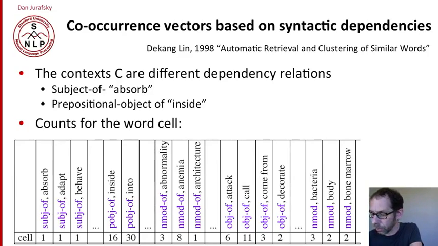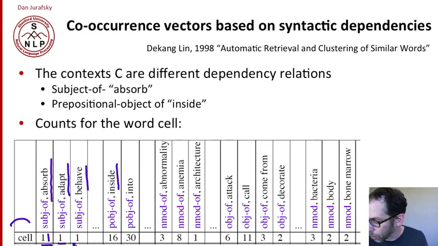So here's an example from Dekang Lin. We have the word sell, and we say, how often was this the subject of the verb absorb? Well, once. How often was it the subject of the verb adapt? How about the subject of the verb behave? How about the prepositional object of the verb inside? So we can get our counts for each of these contexts. And now our vector is determined not by counts of words that occur within 10 words of me, but counts of times I occur in a particular grammatical relation with a context.